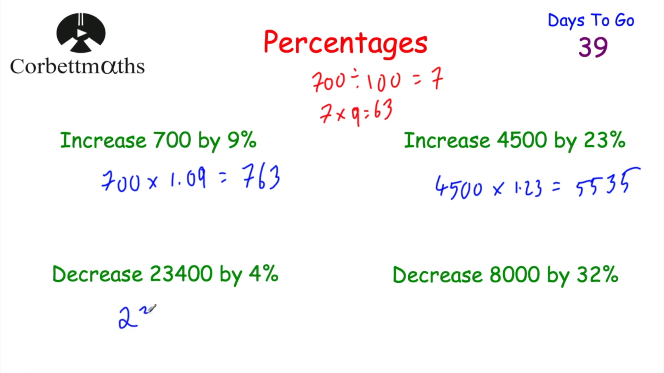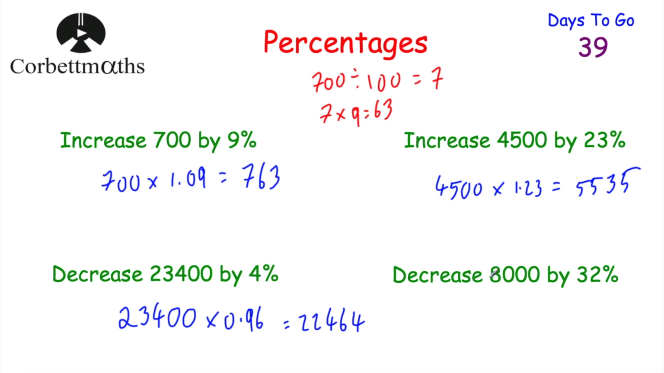Okay, next we want to decrease 23,400 by 4%. So we take our 23,400. In terms of a multiplier, we're decreasing by 4%, so we've got 100% to begin with. We're decreasing by 4%, so that'll leave us with 96%. So we're going to multiply by 0.96. So when we do 23,400 multiplied by 0.96, that's equal to 22,464. And if you got that, well done.